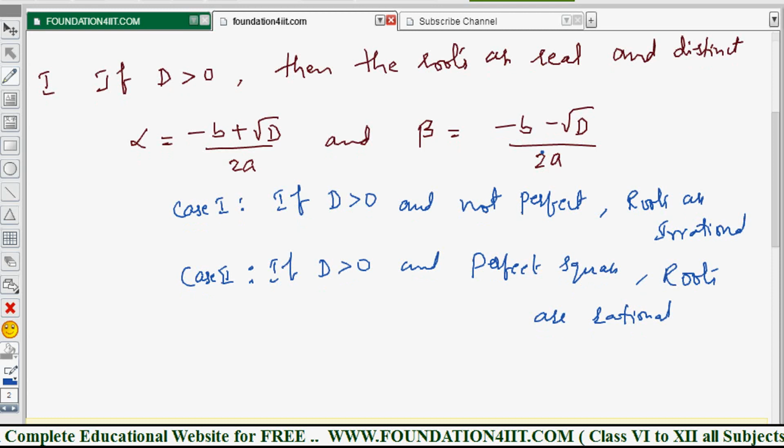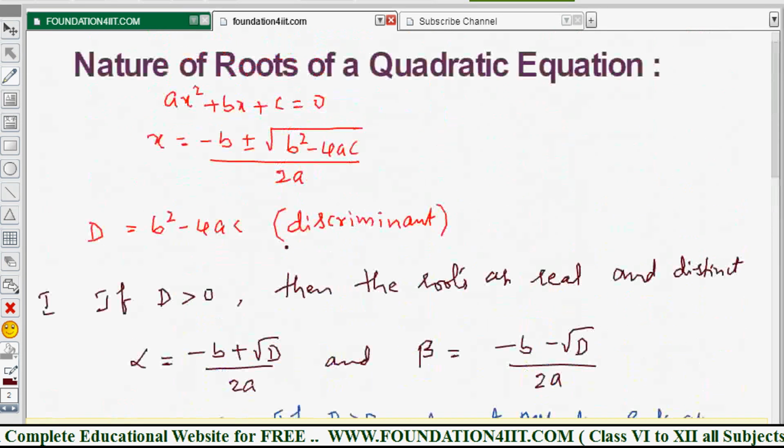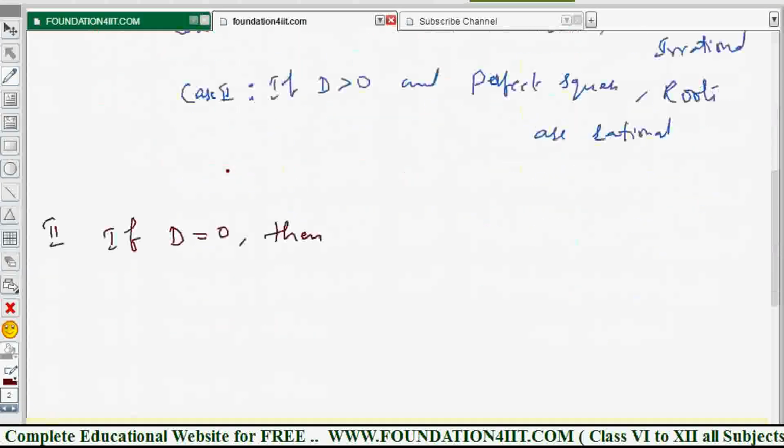Now the second part. The first one was d greater than 0. If the discriminant is exactly equal to 0, then b square minus 4ac is 0. So root 0 is 0. So entirely this is 0 completely. Only we have minus b divided by 2a, that's it, because the rest is completely 0. Only minus b by 2a we get. So in case d is equal to 0, then roots are real.